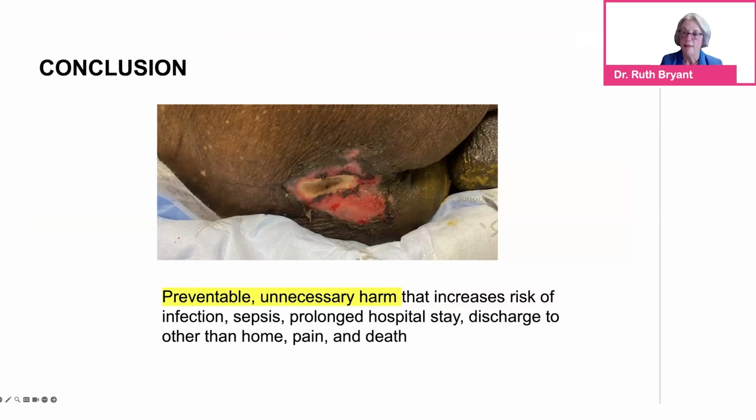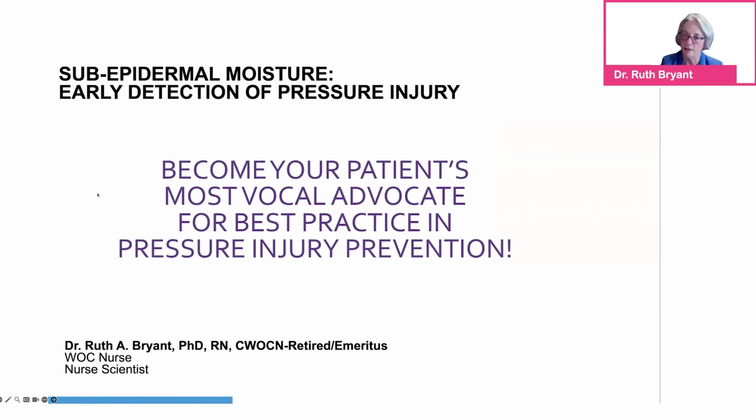So in conclusion, this is why subepidermal moisture is so critical. This is preventable, unnecessary harm that increases the risk of all these complications. We should not be satisfied when we intervene and our rates decrease from like 200 a year to 100 a year, or from 100 a year to 50 a year. That's still not okay. We still have people getting hospital-acquired pressure injuries, and we need to be able to intervene. And this is a device that we need to really promote and encourage in our systems.